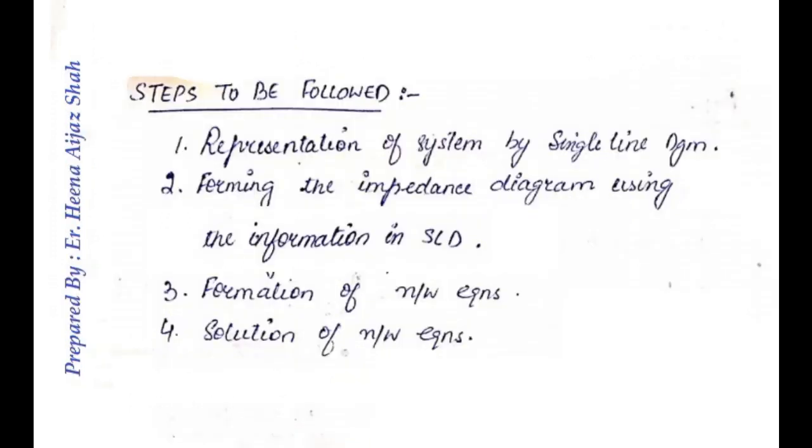Steps to be followed in performing the load flow analysis method. First of all, we have to represent the given system in terms of its single line diagram, that is, we have to draw the single line diagram of that system. After that, we have to form the impedance diagram using the single line diagram. After that, we have to form the network equations and solve those equations to get the required values. Then, knowing all the parameters, we can operate the system within the specified limits of power and voltage.